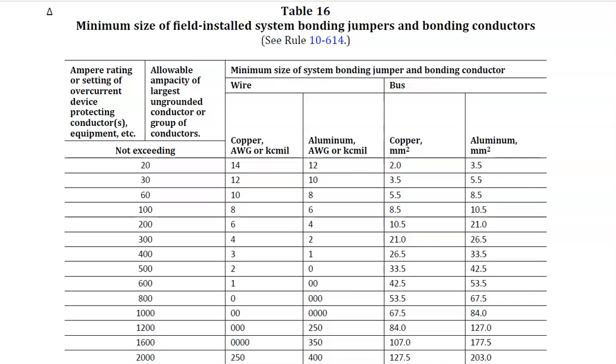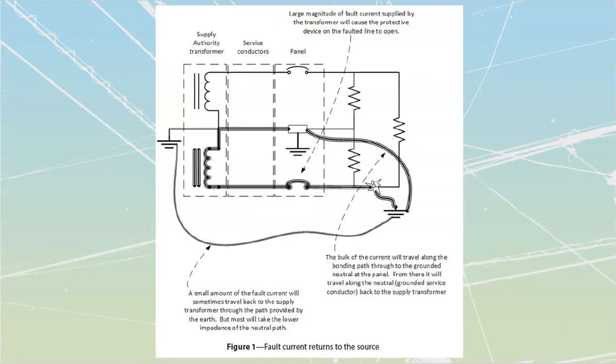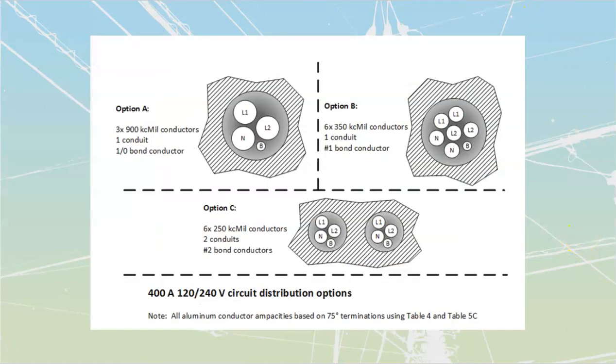Let's go and take a look at 3 different situations, and we'll go through each one by one and see how we size our actual bond. So we have been given a system that is going to be a 400 amp, 120/240 volt single phase system over here.